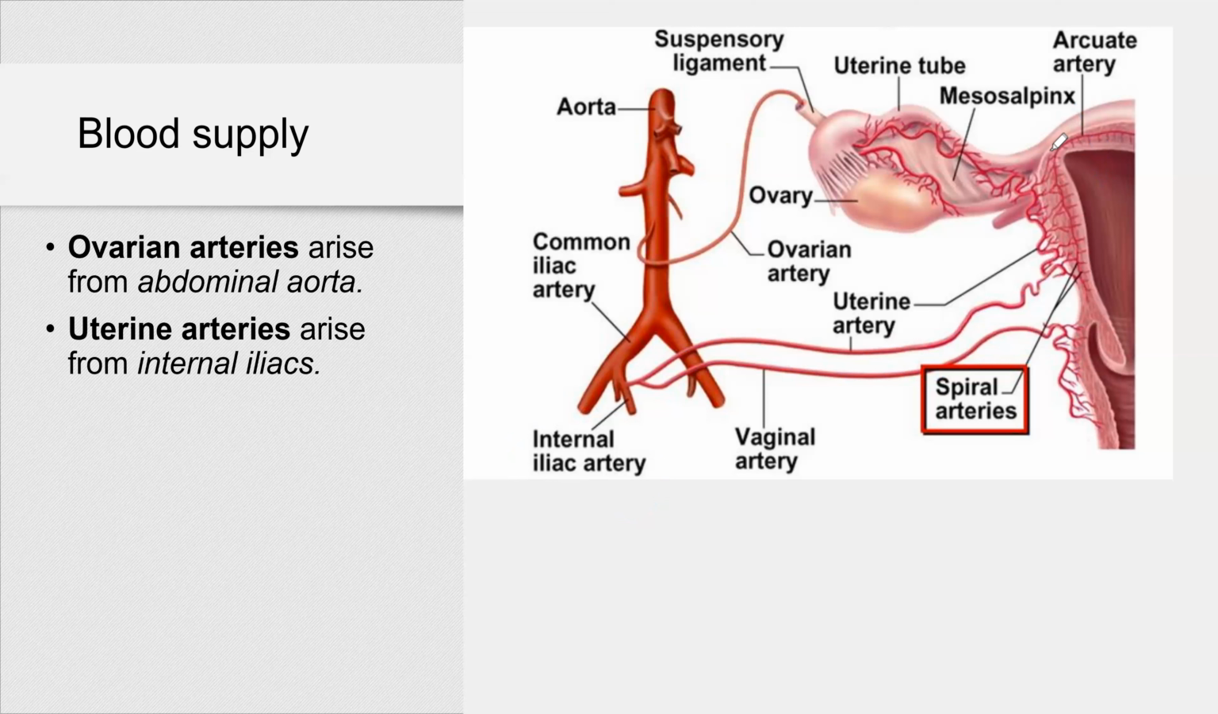internal female reproductive organs. So ovarian arteries supply ovaries, uterine arteries supply uterus, vaginal arteries supply vagina, but you can see there is lots of anastomosis over here, right, between the uterine and ovarian arteries.